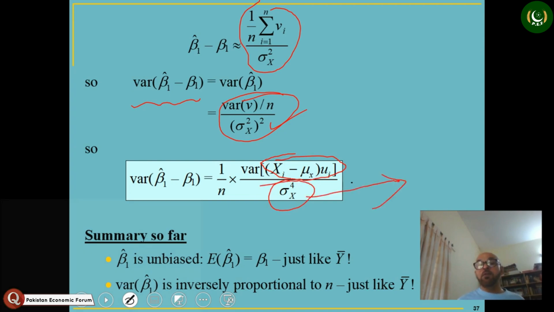Sigma 4x means finite fourth moment. If it's a very large value, we'll have trouble. If it's a very small value, again we'll have trouble. How? I'll explain in a short while.